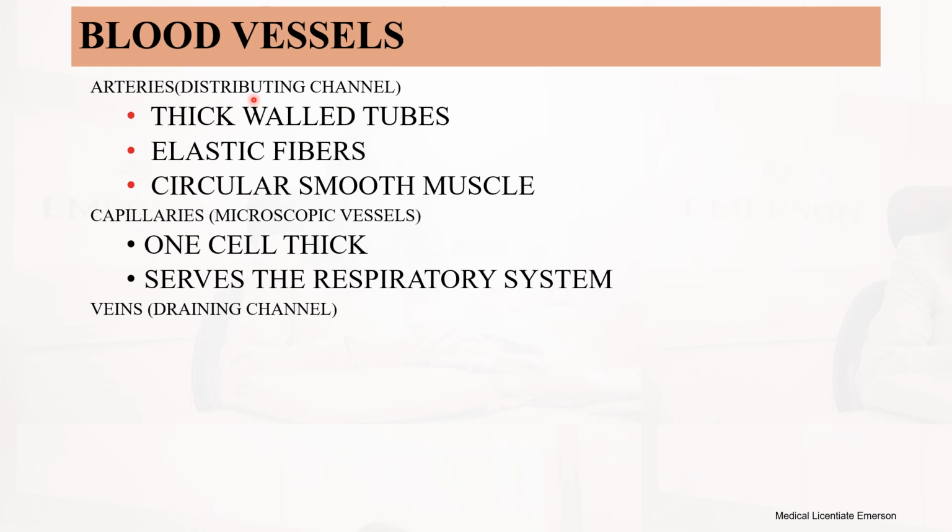So blood vessels, of course, the arteries are the distributing channel. They have thick walls with elastic fibers and circular smooth muscles. And the capillaries, of course, these are microscopic vessels. They are one cell thick, and they serve the respiratory system. And veins, of course, these are the draining channels.